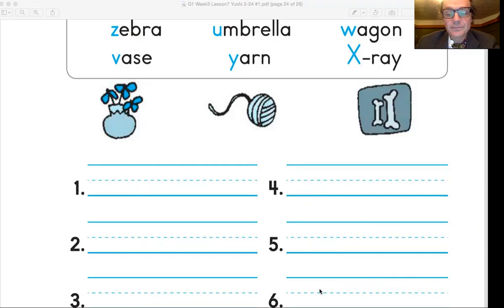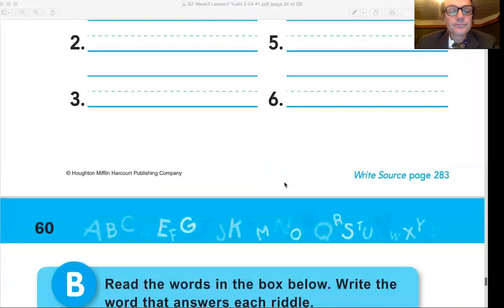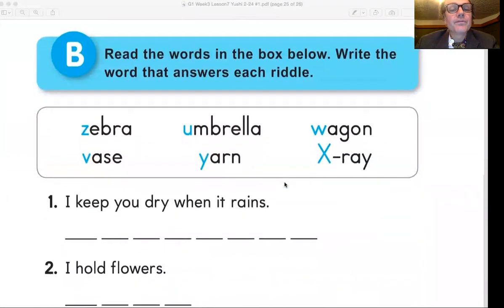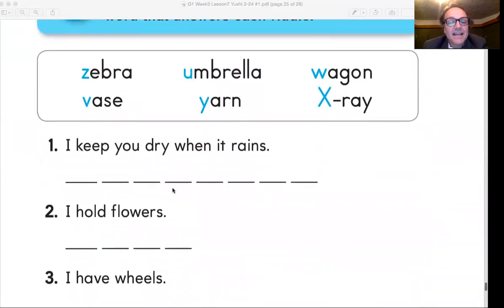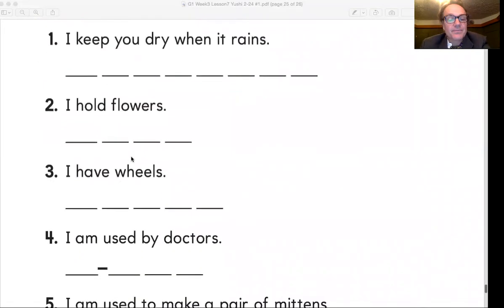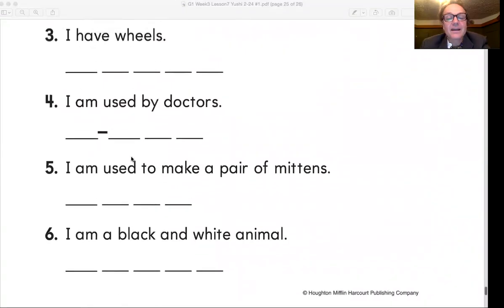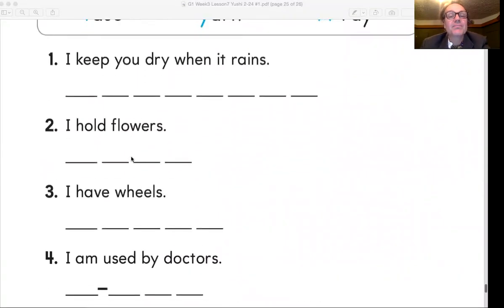Here we go. Read the words in the box below and write the word that answers each riddle. Oh, good, we get to solve a riddle. Oh, look, and they give us a hint of how many letters are here, these spaces. So why don't you do these, and then I'll come back and we will answer them. Go ahead and pause it now.